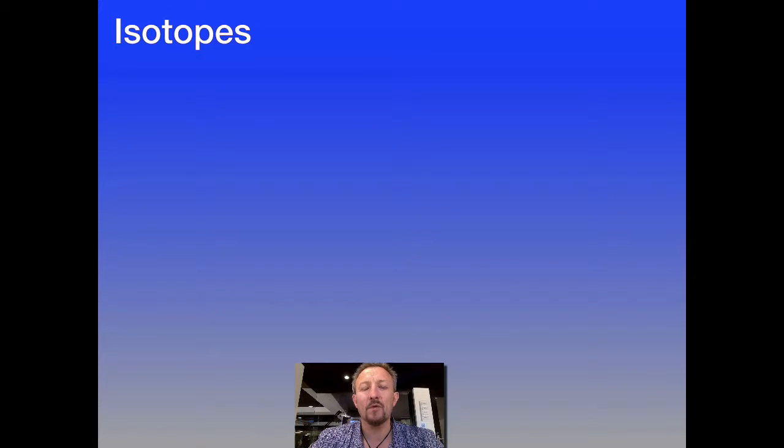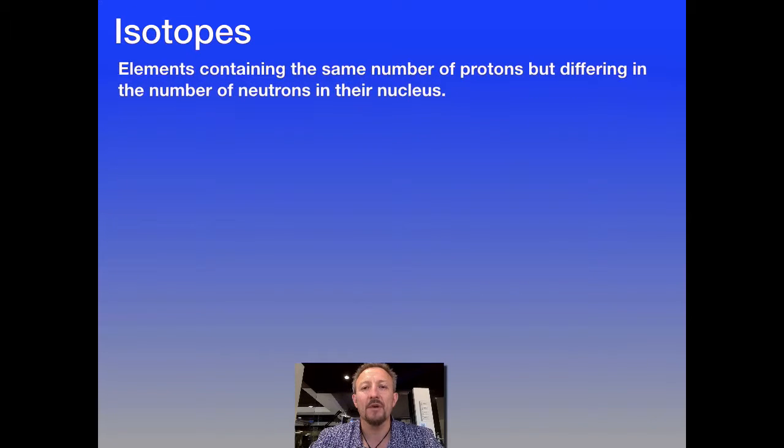Now, elements don't always exist in one format. They often exist in what we call isotopes. But what is an isotope? Well, basically an isotope is an element with the same number of protons, but different numbers of neutrons, hence it's got a different mass. Now remember that the protons identify the type of element we've got, but the neutrons add to the mass. They've got different neutrons in their nucleus, so they're going to have different masses.